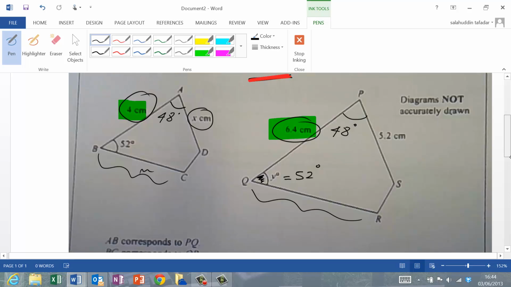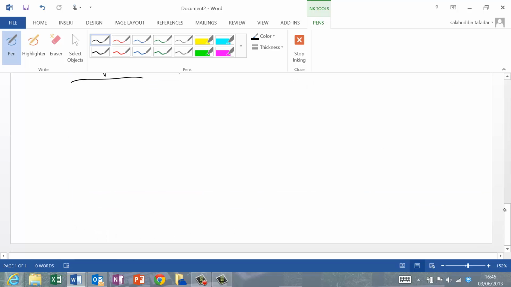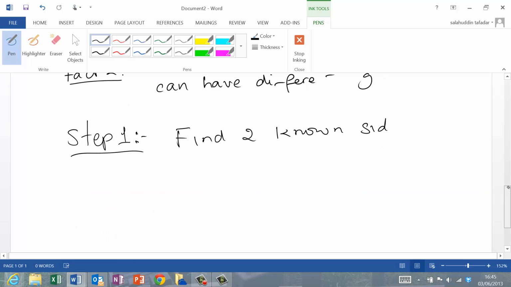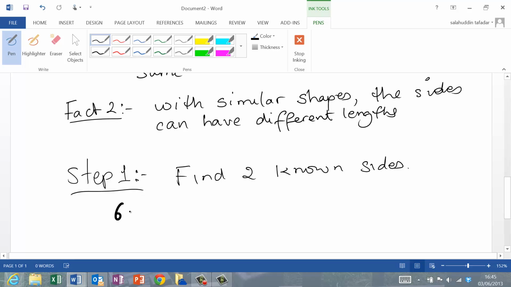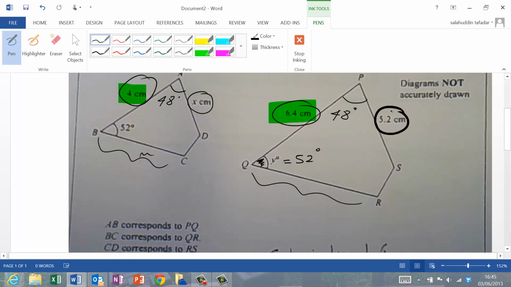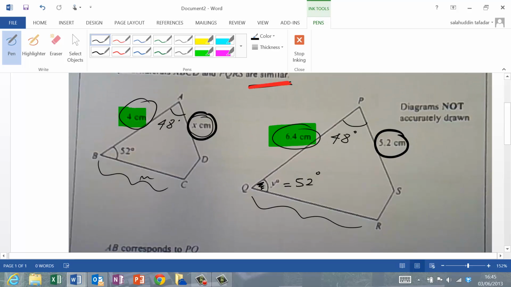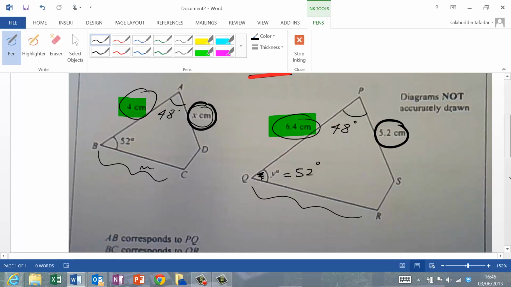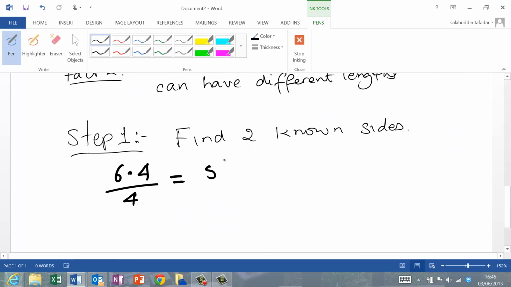I'm going to use this information to write down a ratio. I can write down that 6.4 over 4 is equal to 5.2 over x. Because x is the side I'm trying to find, I choose the corresponding side, which is 5.2, and I write down 5.2 over x.